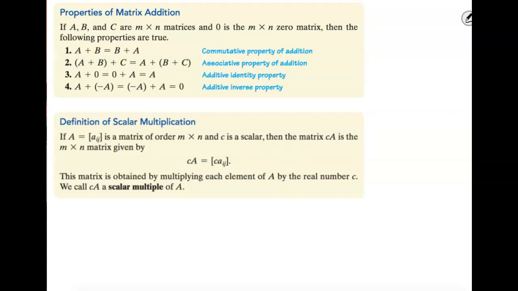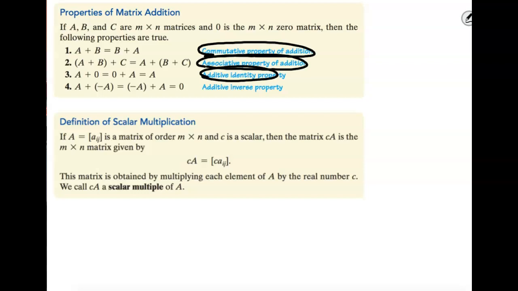Here are some of the properties for addition. There is the commutative property, where you can change the order of the matrices. Associative property, think of that as your grouping. Additive identity, if you add 0 to a matrix, you'll end up with the same matrix. Additive inverse, when you're negating a matrix.